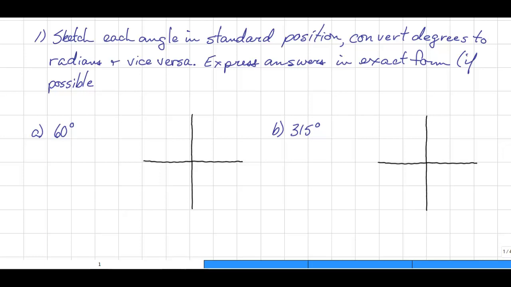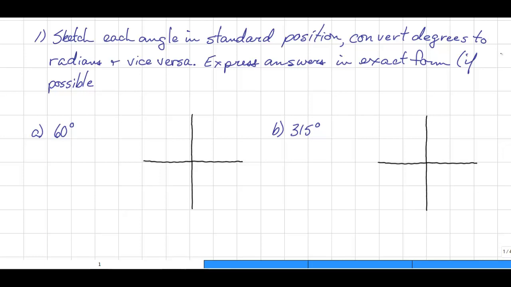So in this first question, we're going to sketch each angle in standard position, and then we'll convert degrees to radians, or vice versa. If we've got questions in radians, we'll convert those to degrees. And we want to express answers in exact form if possible. Typically, that's referring to degrees, and changing the degrees to radians. That's when we're going to be looking for exact form if possible. So we don't want you just to plug into your calculator and get some decimal number. We want you to have an understanding of what fraction this is of pi.